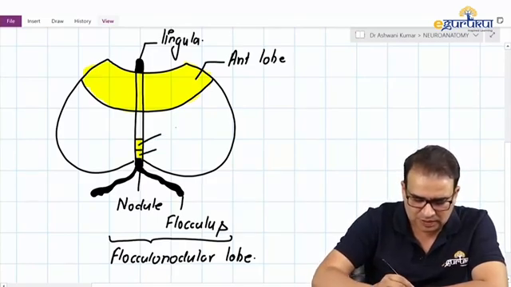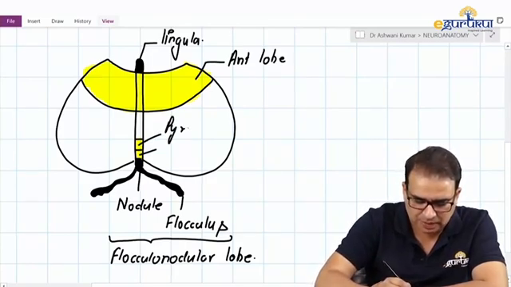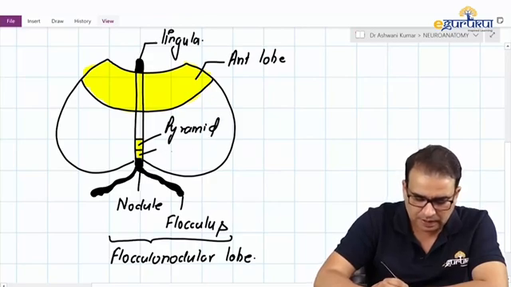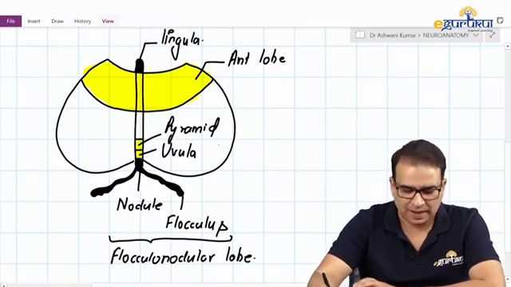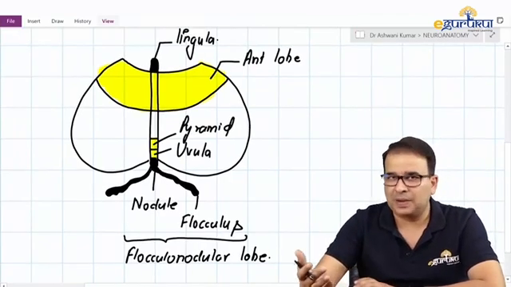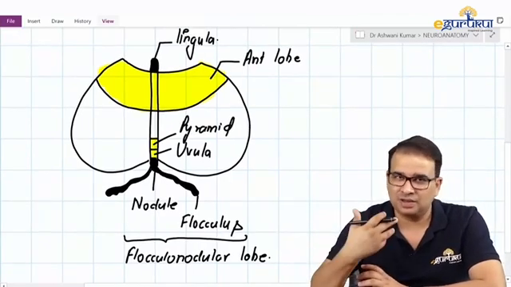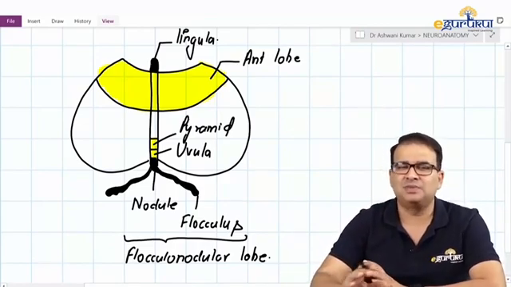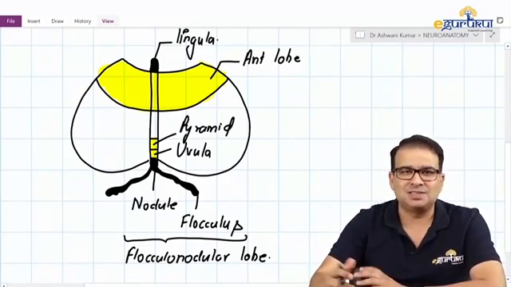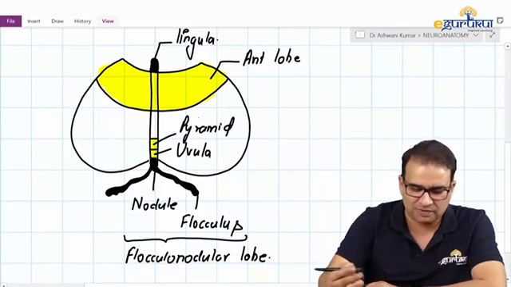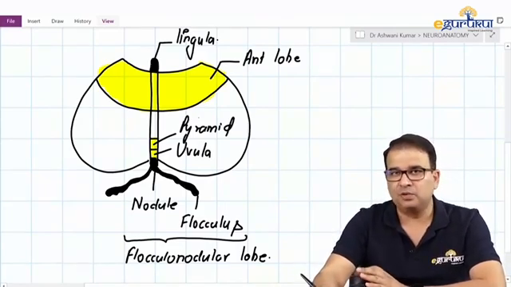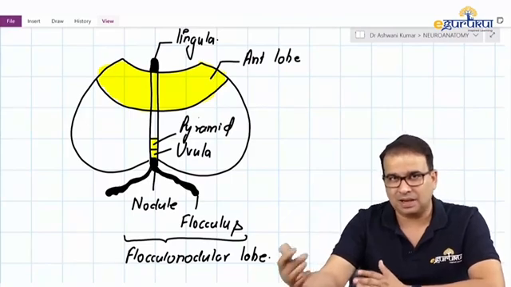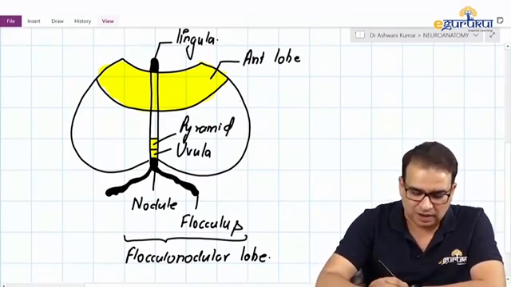And what are these two parts? These two parts of the vermis are called the pyramid and uvula. Pyramid and uvula. Well, obviously don't compare this pyramid with the pyramidal tract or the uvula with the uvula in the oral cavity. Nothing to do with them. It's just that I told you different fancy names are given to the different parts of the vermis. So the anterior lobe, pyramid and uvula will come into the paleocerebellum. They are the ones which evolved after archaeo.